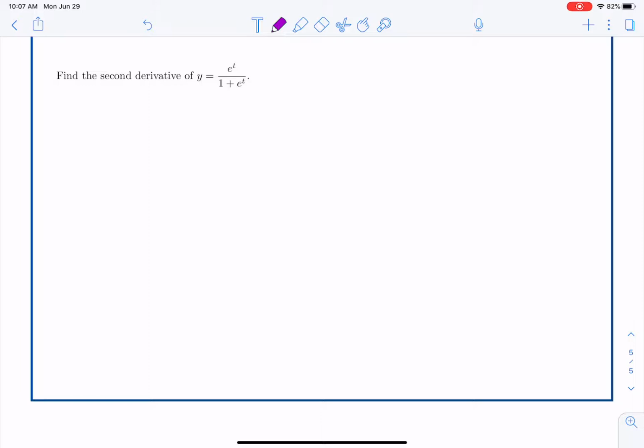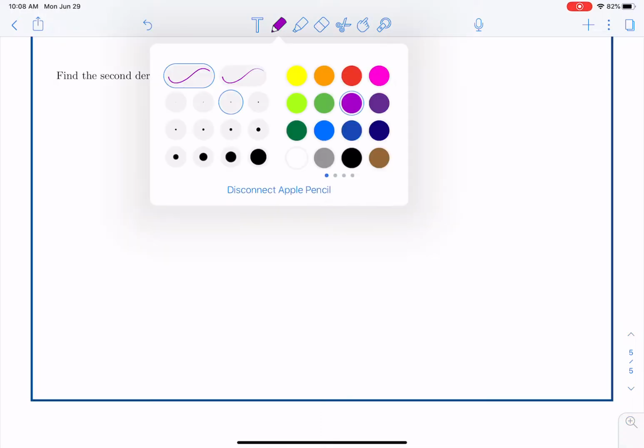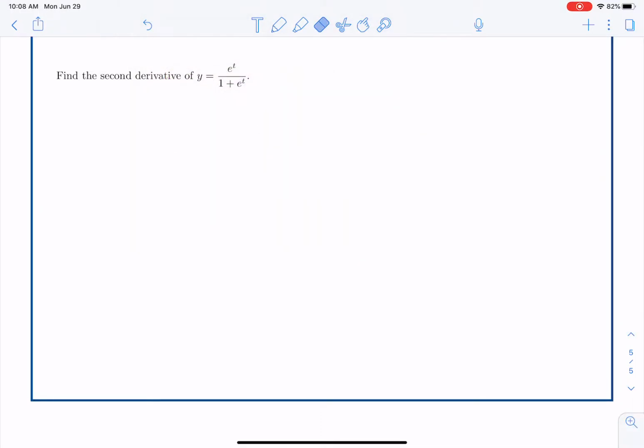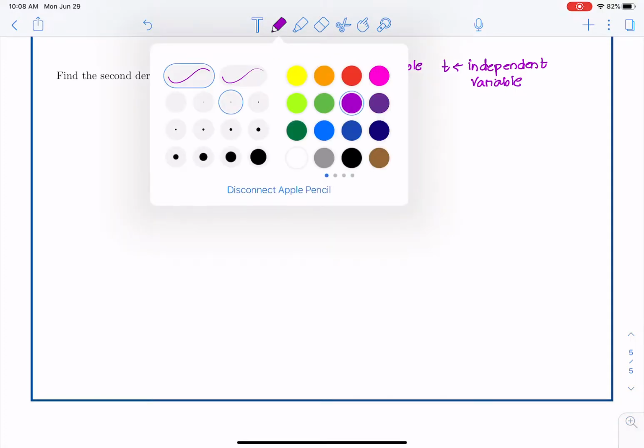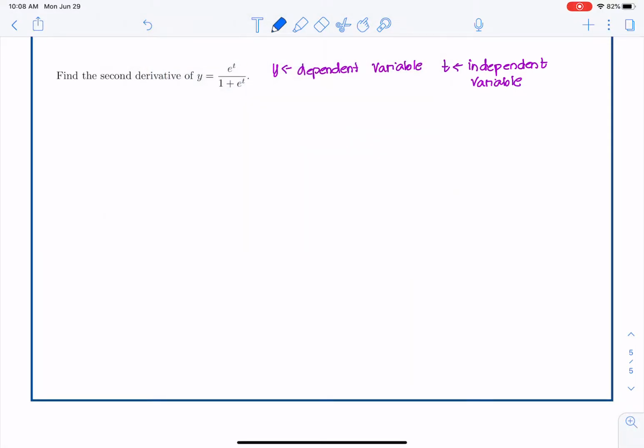Again, we have to find the second derivative here. Hopefully this is an easier problem. I think it is going to be. Y is the dependent variable. T is the independent variable. I'll call that U. I'll call that V.